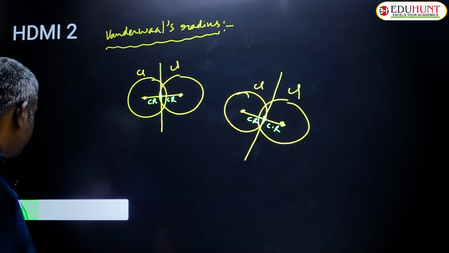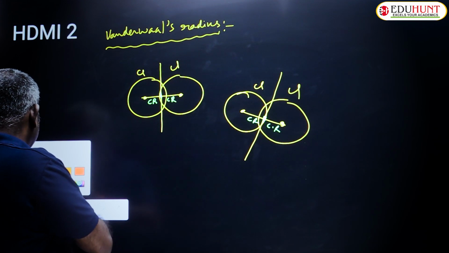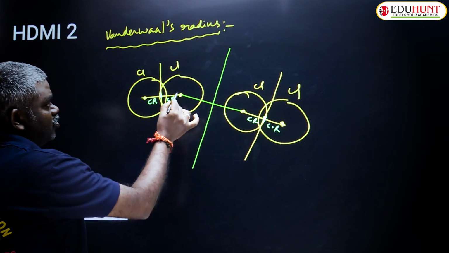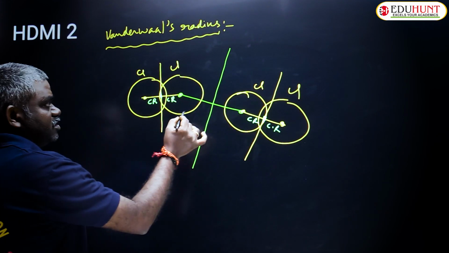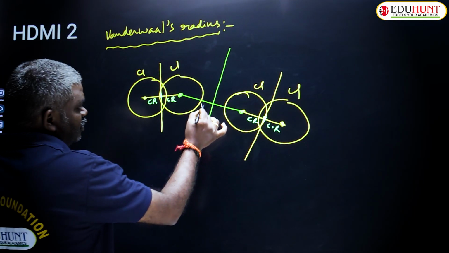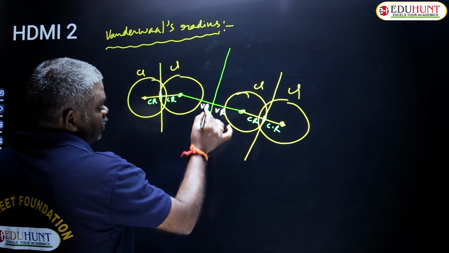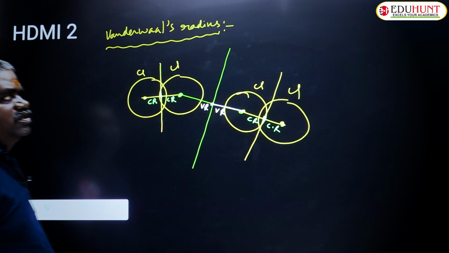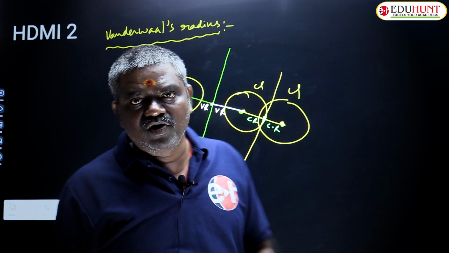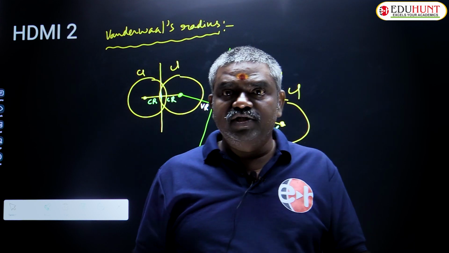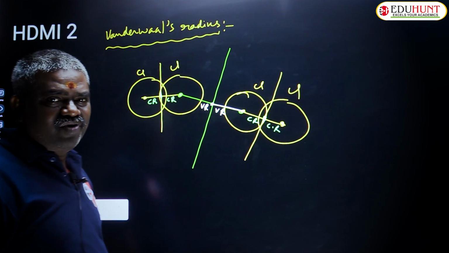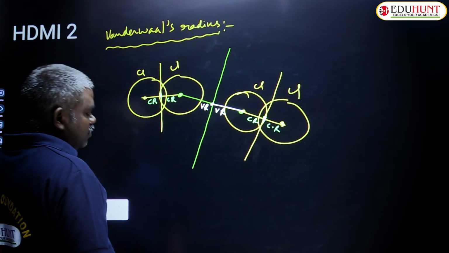Hence, what is van der Waals radius? It is half of the distance between the centers of the two nuclei. From here to here, this is called van der Waals radius. It is half of the distance between the centers of the two nuclei of two different molecules which are attracted by van der Waals attraction forces. That is called van der Waals atomic radius.